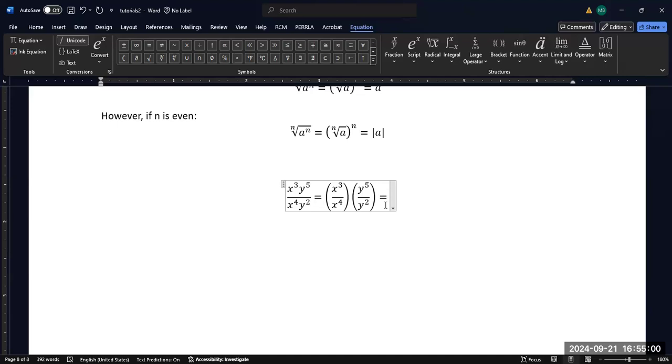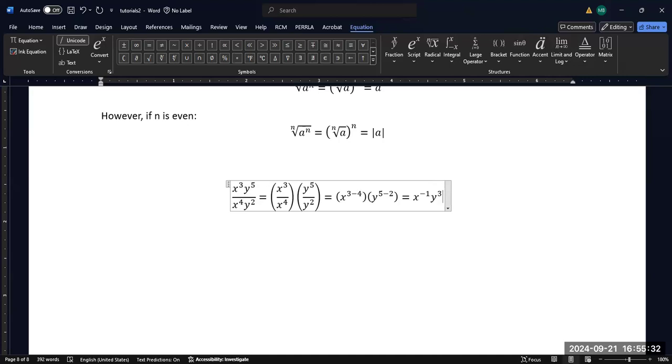And then we would simplify each of those. Now, when we were dealing with the negative exponents before, we were subtracting. So one thing we can do is we can say the x expression here is x to the 3 minus 4, and y is to the 5 minus 2. That's a way that we can simplify this. This would become x to the negative 1 and y to the 3.